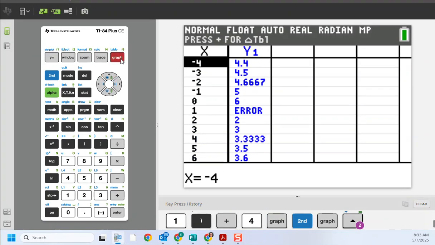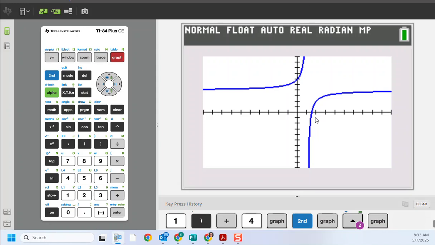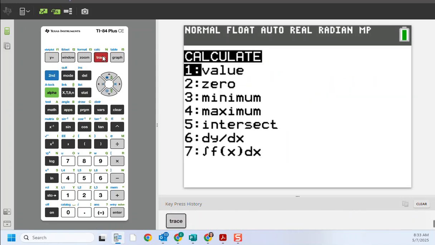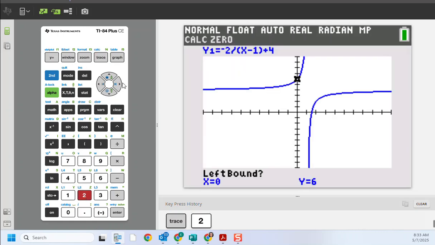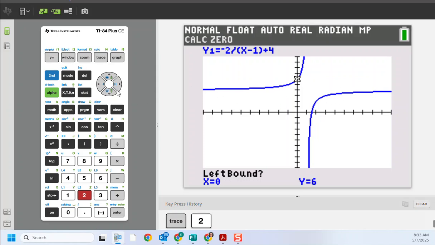So go to your graph, right there. And you can see that your x-intercept is right here. So you can see it should be like about 1.6. We're going to calculate the 0. So we're going to do second trace. And we want to find the 0 of the function, so that's 2. So you're going to press 2. Now notice that it's on this branch over here, and we want it to be on this branch over here.